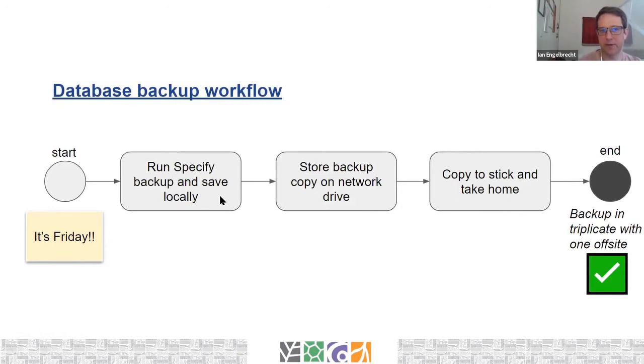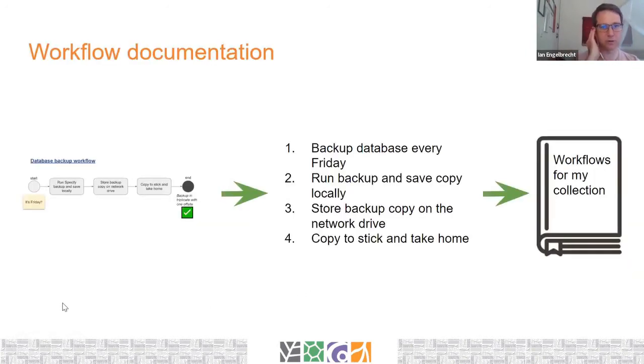So it's basically the same. It starts on Friday, we run the Specify backup, save 1 copy of the backup locally, store a copy of the backup on the network drive, and put 1 copy onto a memory stick and take that home. So that gives us our offsite copy in case something happens, maybe the whole organization IT system burns down or gets attacked by a virus and the database and all the backups all disappear. So having a backup that is off-site is one of the requirements for our workflows.